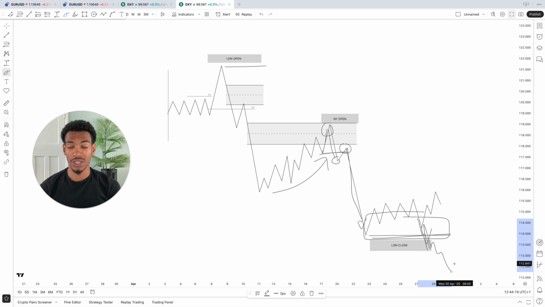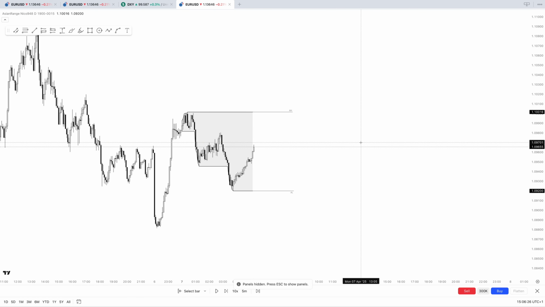I hope you understood this, but I'm going to now show you some live examples on the charts to show you how you can use this in your day-to-day trading. All right, guys, so now I'm going to walk you through a perfect sell day example.